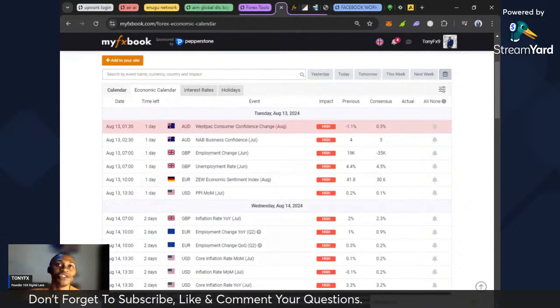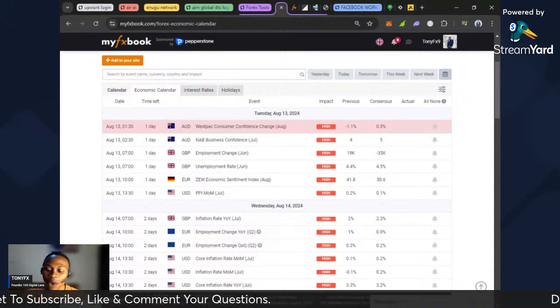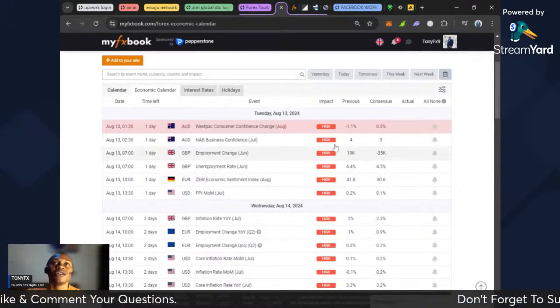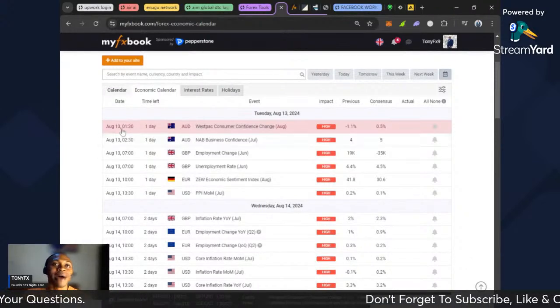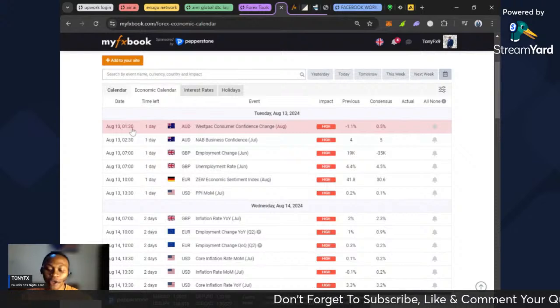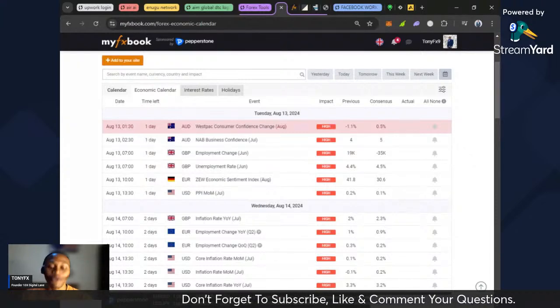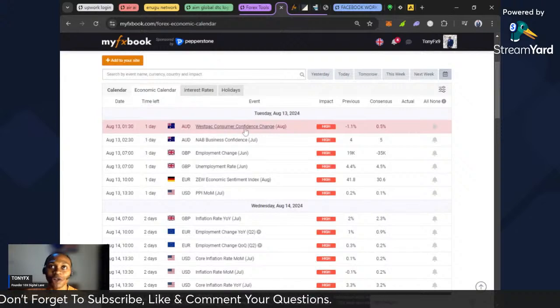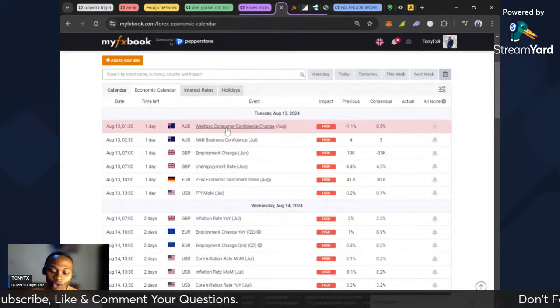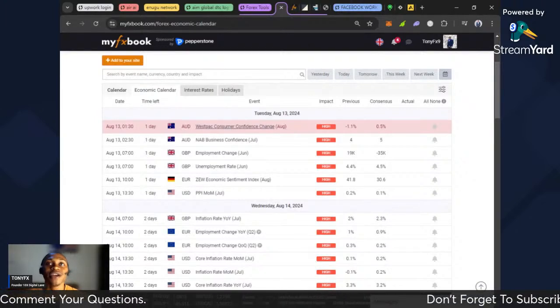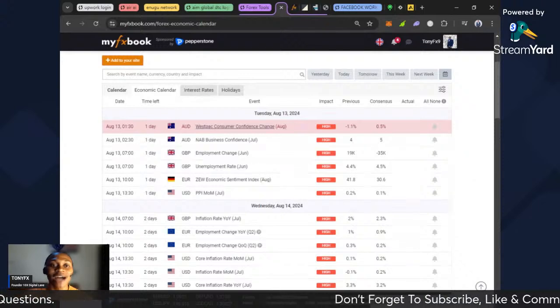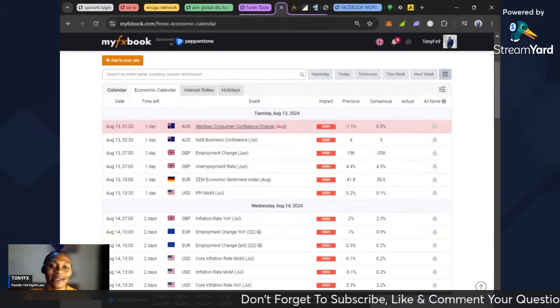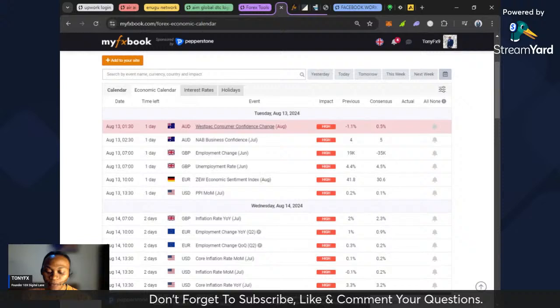We're going to see the Australian Westpac consumer confidence change by 1:30 a.m. This Westpac consumer confidence change is a very important event for Australia. It has to do with the confidence of consumers. If you're a Nigerian watching this, and I ask you, is the confidence of consumers in Nigeria positive or negative?